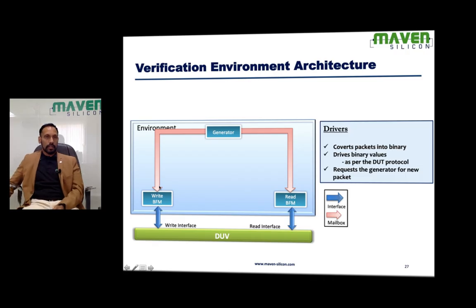Look at here. It gets the packet from the generator, and then it converts the packet into binary values. Also, it follows the DUT protocol to drive those binary values. When it's done with the packet, it also informs back to the generator, yes, I have completed the packet, you send me the next packet. So it takes care of the handshaking protocol also.